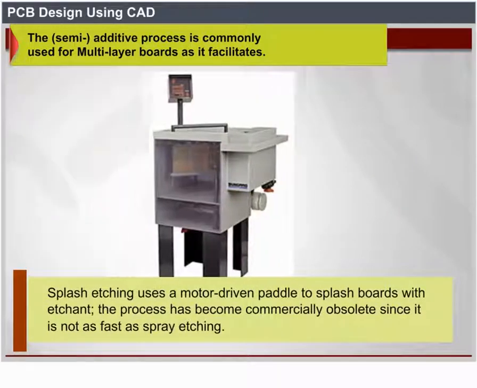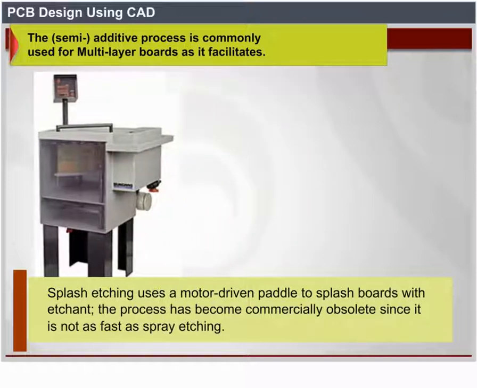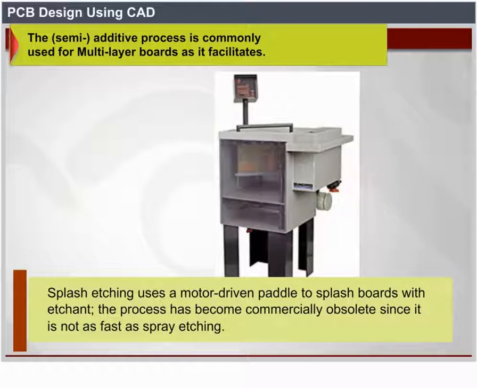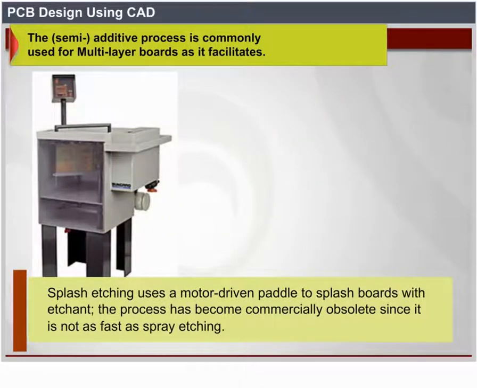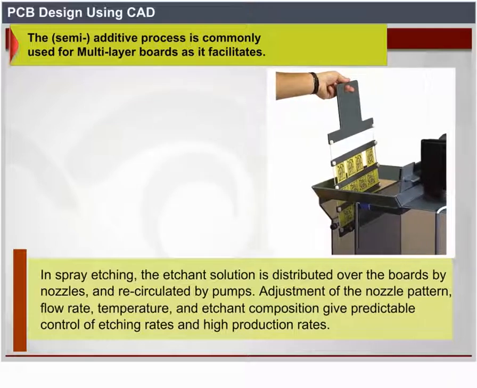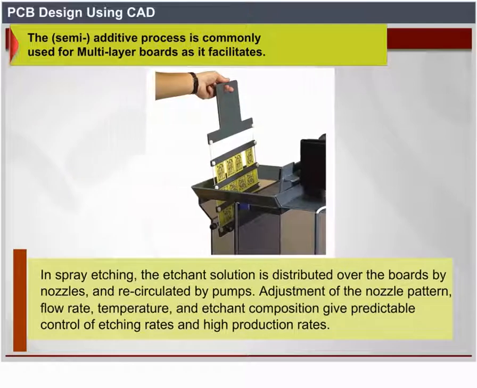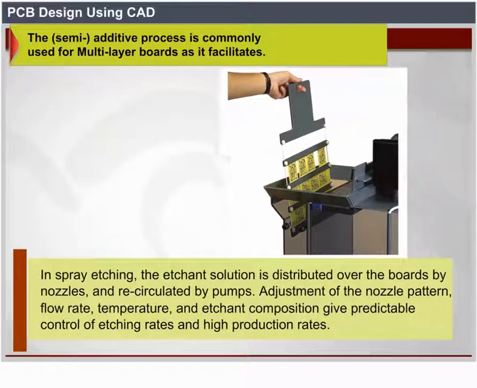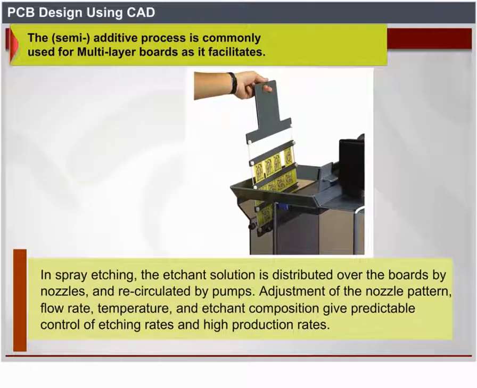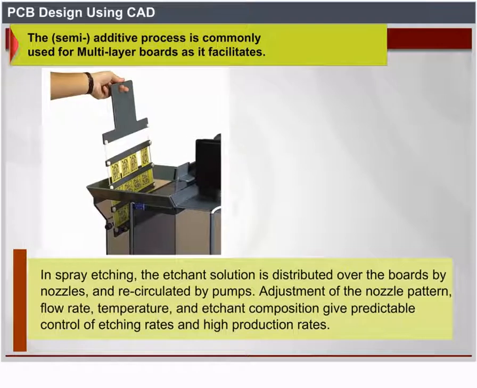Splash etching uses a motor-driven paddle to splash boards with etchant. The process has become commercially obsolete since it is not as fast as spray etching. In spray etching, the etchant solution is dispersed over the boards by nozzles and recirculated by pumps. Adjustment of nozzle pattern, flow rate, temperature, and etchant composition gives predictable control of etching rates and high production rates.